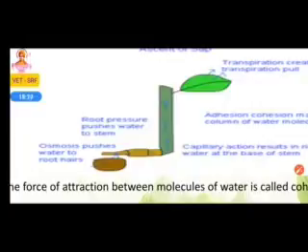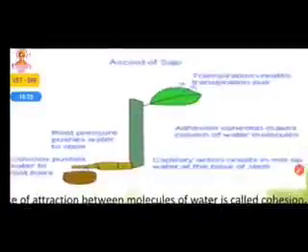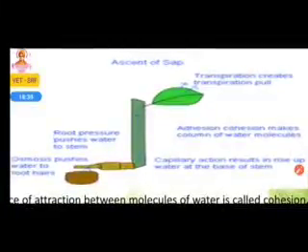The next one is adhesion and cohesion. Cohesion is the force of attraction between two water molecules, and adhesion is the force of attraction between the water molecule and the xylem. Then the last one is transpirational pull. As the water evaporates from the leaf, it creates a vacuum, and that creates a suction. That suction results in transpirational pull. This transpirational pull aids in the movement of water to a greater height. So this is called ascent of sap.